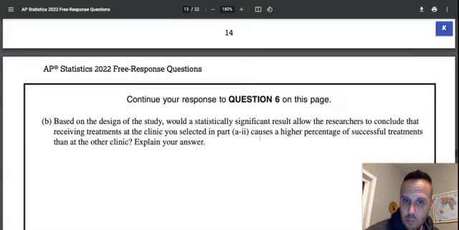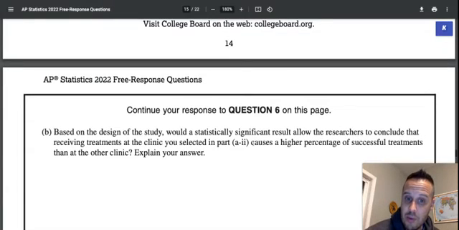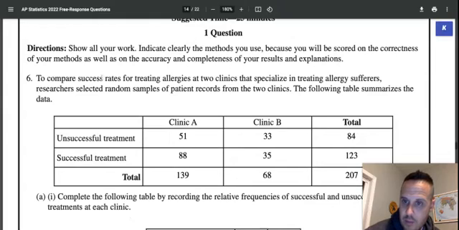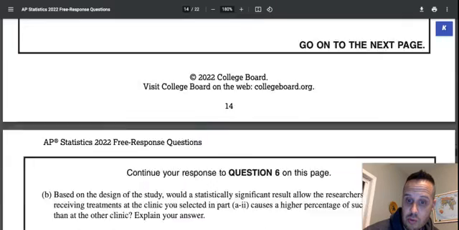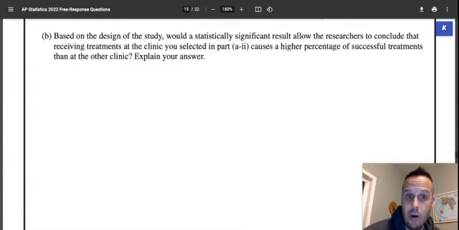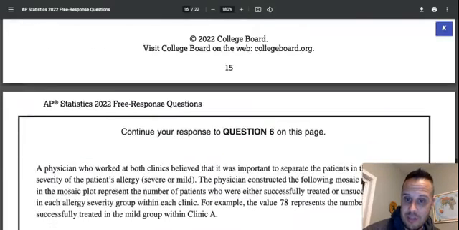Based on the design, would a statistically significant result allow the researchers to conclude that receiving treatments at the clinic you selected in Part A causes a higher percentage? Well, that depends on whether or not they were randomly assigned to the two clinics. So now I'm going back to read this, okay? Researchers selected random samples of patient records from the two clinics, right? We're not randomly assigning them to the two clinics, so we cannot conclude causation. We can only conclude that there is a correlation or an association, okay? So no, because it was not random assignment to the two clinics.